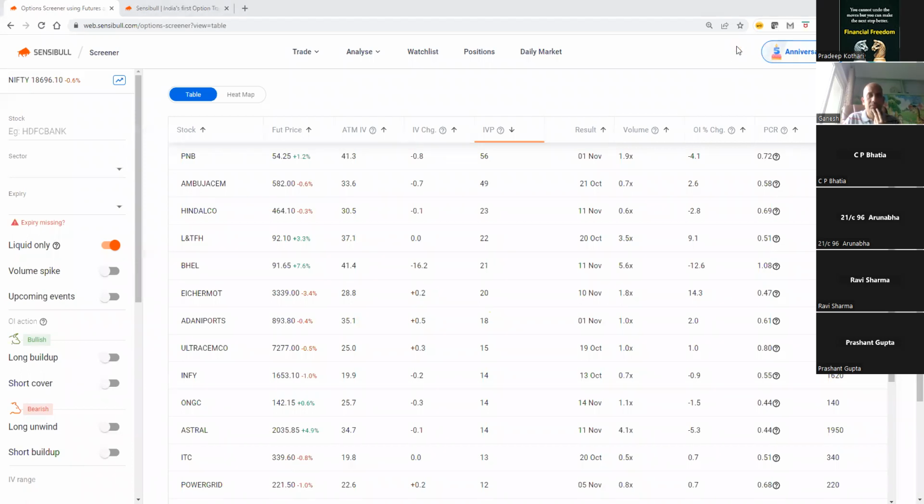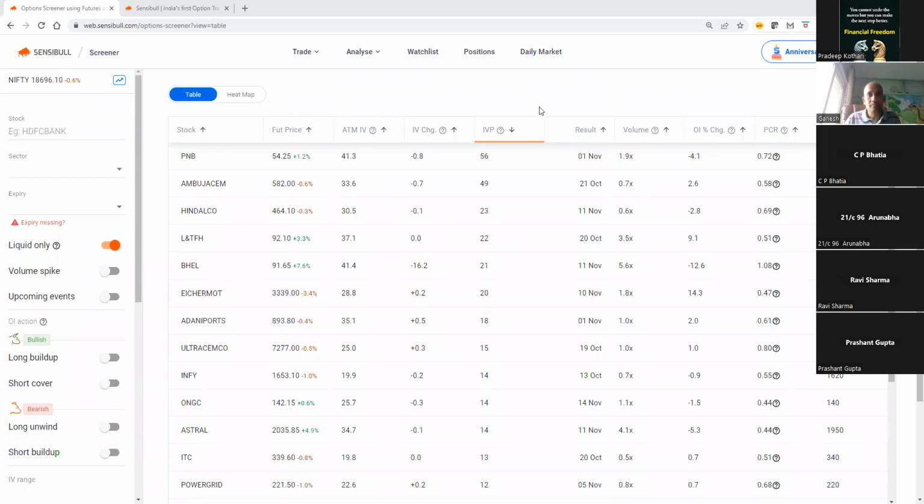Okay, so as you're trying to say, in case of PNB, ATM IV is 41 and IVP is 56, meaning 56% of the times the IV of PNB is less than 41. IVR tells us whether implied volatility is high or low in a specific underlying based on the past year of implied volatility data. This is what Google says.